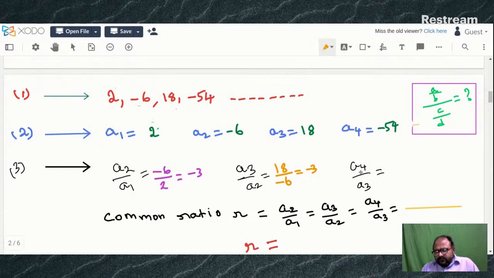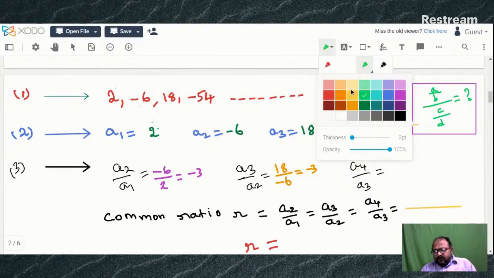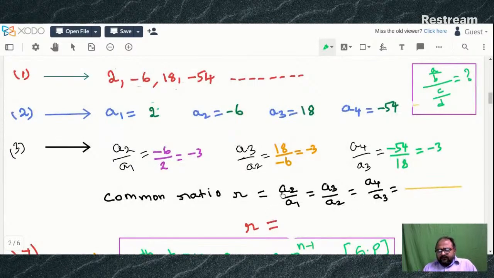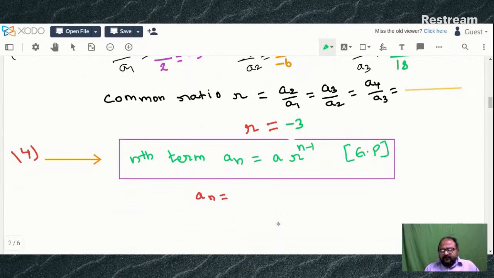Now can you find a4 by a3? You know a4 and a3. a4 is minus 54, a3 is 18. This is equal to minus 3. So what is the common ratio here? a2 by a1 or a3 by a2 or a4 by a3, you have got minus 3. You got now the first term is 2 and the common ratio is minus 3.